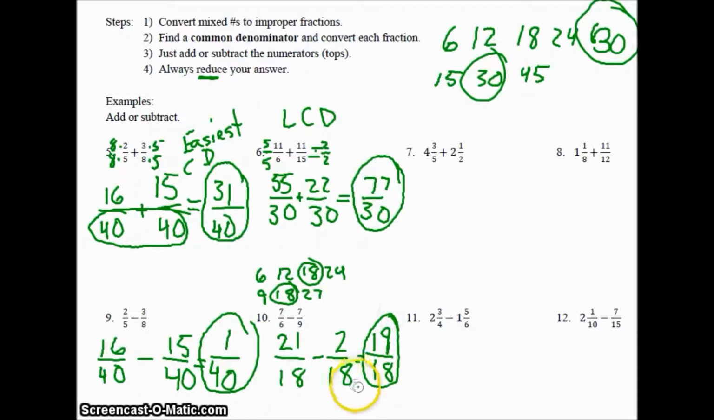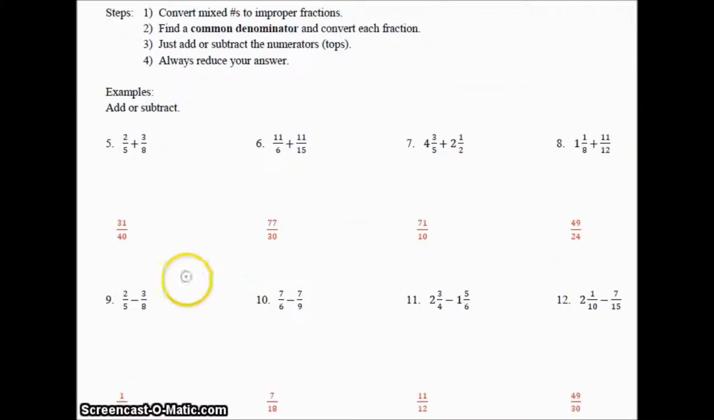So go ahead if you want to pause the video right now. I'm going to reveal the answers in just a second for all the problems if you want to check your work then. So in conclusion, if you guys want to check your answers here, 7, 8, 11, and 12, we have 71/10, 49/24, 49/30, and 11/12. One thing to keep in mind when you're dealing with fractions and you're looking at the end result, make sure that you haven't just forgotten to reduce. So these answers may be the same answers you have, but you didn't reduce far enough.